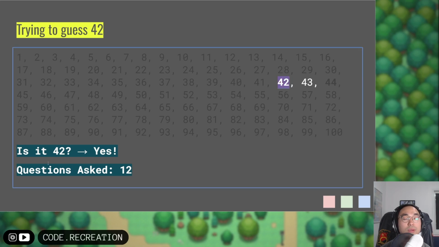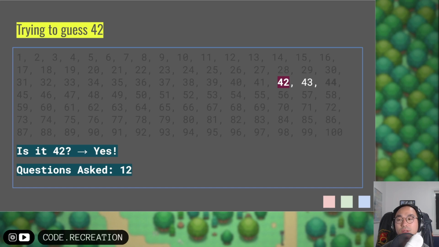And the algorithm is going to ask, is it 42? And we're going to reply with yes. And the question asked was 12. It took us 12 questions and multiple steps of us having the data set to get to 42, but we were definitely able to find the number that we were looking for in under 20 questions.